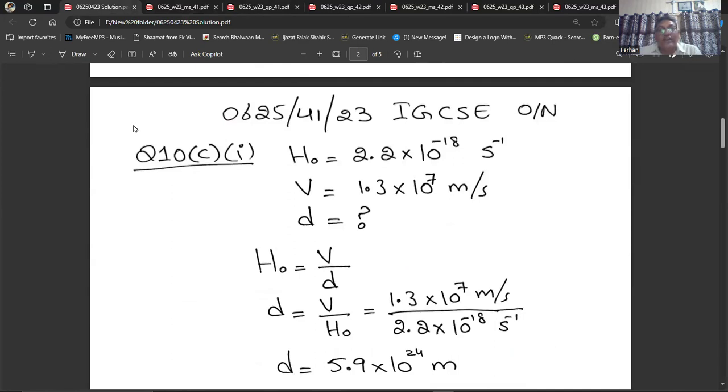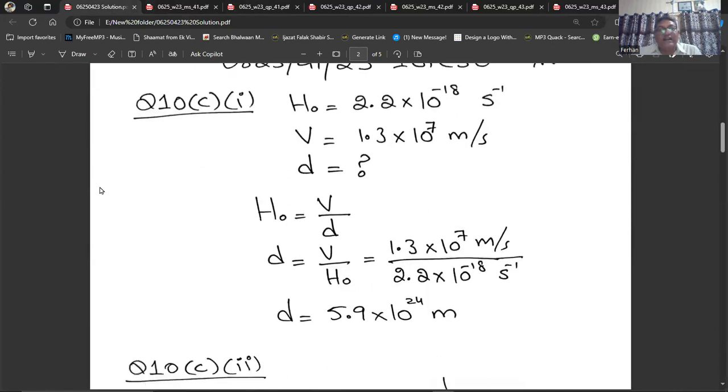Okay, so here on your screen, you can see, H naught is the Hubble constant, that is 2.2 × 10^-18 second inverse. V is 1.3 × 10^7 meter per second. D is the question. So H naught is equal to V by D. You have to remember this equation, where V is the speed and D is the distance of that galaxy. So that D will become V divided by H naught.